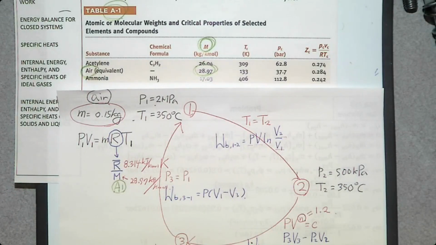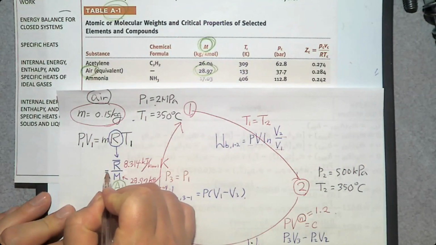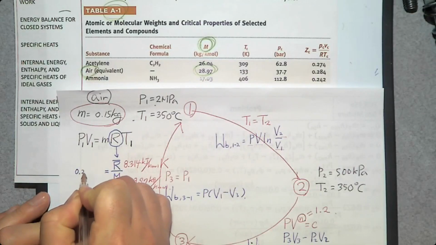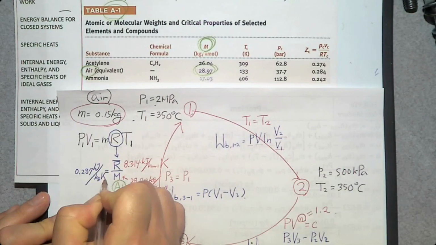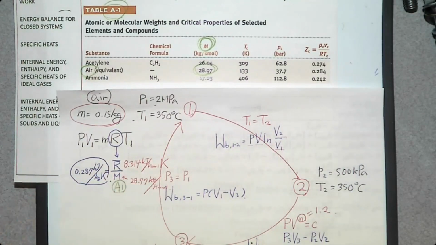But don't calculate gas constant R for air by using this equation, because air is one of the most widely used substances. So you can just memorize the number. The gas constant for air is always 0.287 kilojoule per kilogram Kelvin. You can memorize it or write it down on your formula sheet, right?